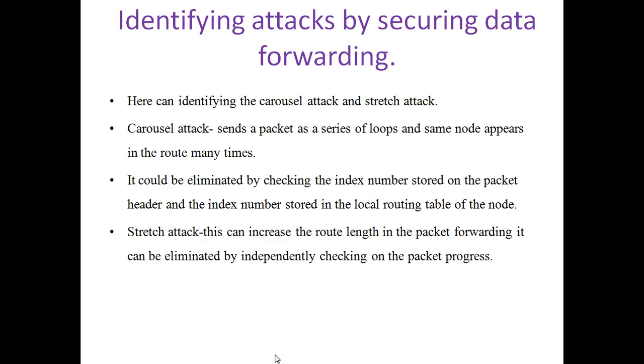In the identifying attacks by securing data forwarding module, we can identify which type of attack is present, that is the carousel attack or stretch attack. As I already told, the carousel attack introduces routing loops, so the same packet repeatedly travels the same set of nodes. The carousel attack can be eliminated by checking the index number that is stored in the packet header and the index number stored in the local routing table of the node.